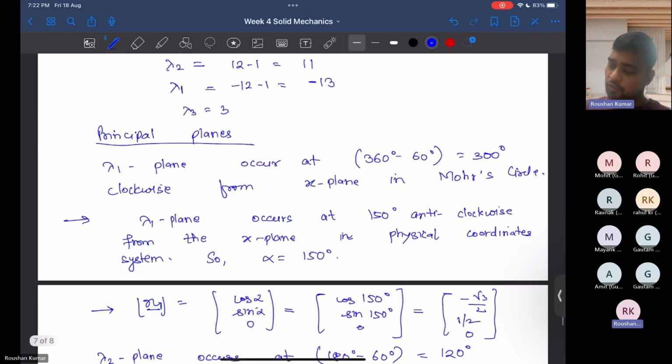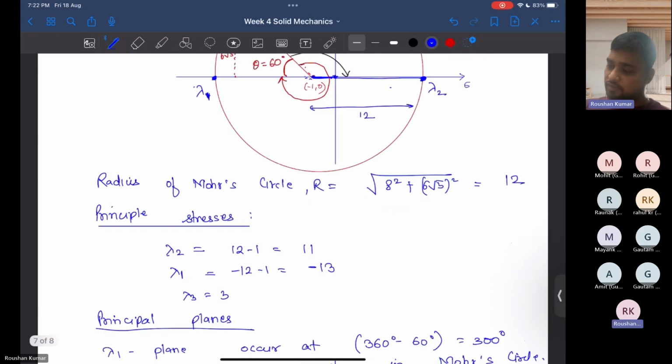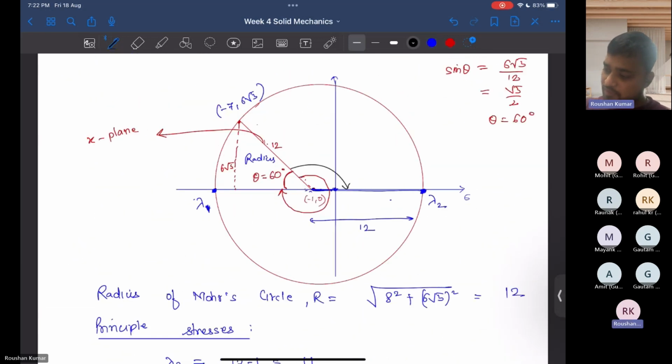And here we also have to find out the principal plane on which the maximum shear stress is acting. So this is the maximum principal plane, that is nothing but 30 degree clockwise from the x plane. This is the value of maximum shear stress on the first plane. It lies at 30 degree clockwise in the Mohr circle, because this angle is 60 degree and this is 30 degree.